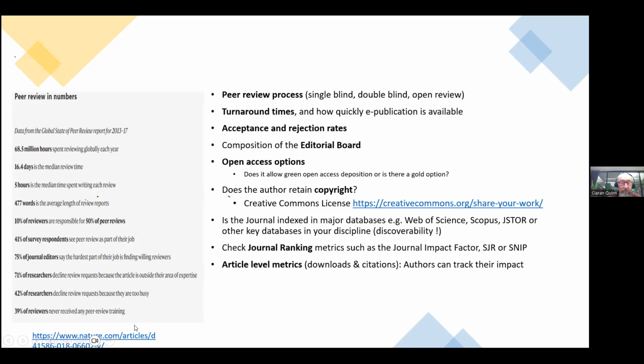Other considerations, the peer review process. So which is your favorite peer review process? And that'll vary between journals as well. So do you want the single blind, the double blind, the open review? Single blind, obviously, they know who you are, you don't know who they are. Double blind, nobody knows who anybody is. And open review, everybody knows who everybody is. But even with the double blind, there's a good chance the reviewer will probably, especially if you're well known in the field, get a sense of who you might be or the type of papers that you submit. Turnaround times, how quickly e-publication is available, that can be important.